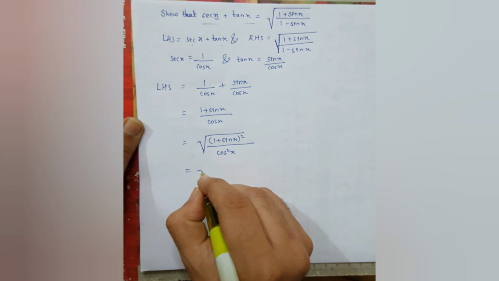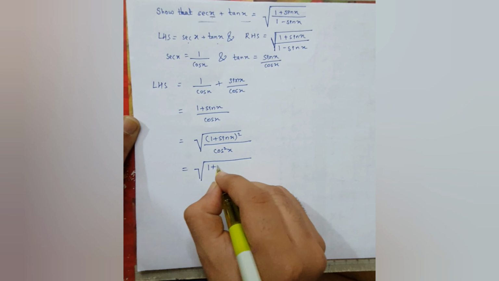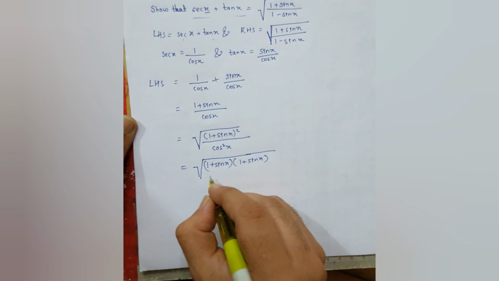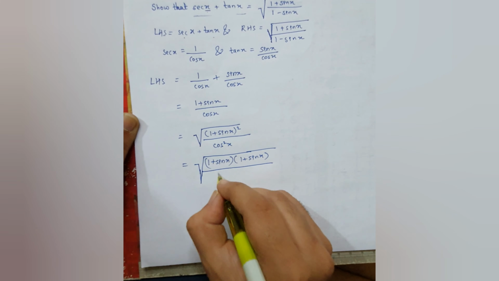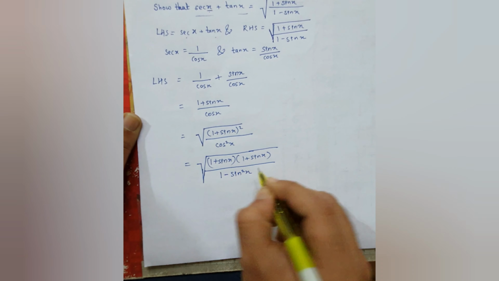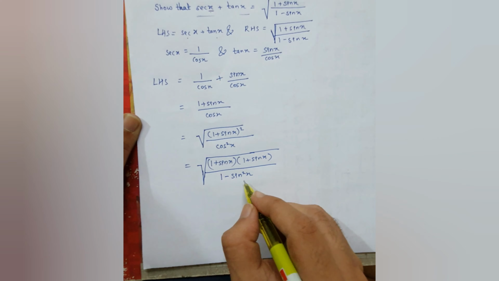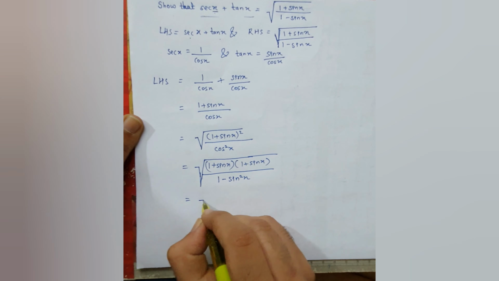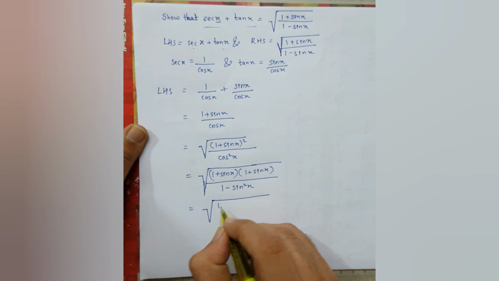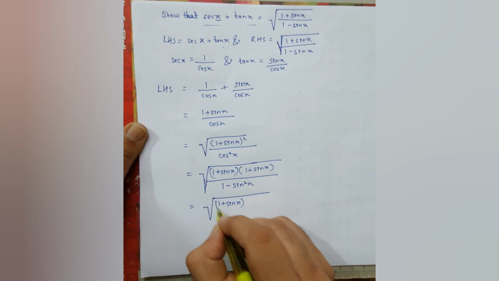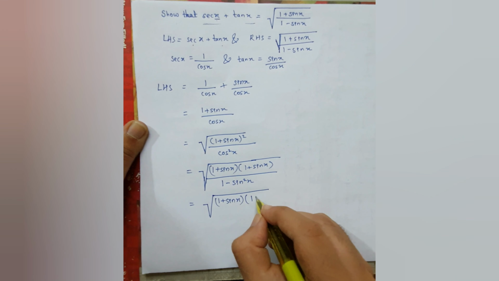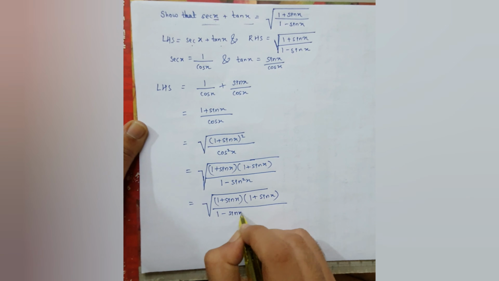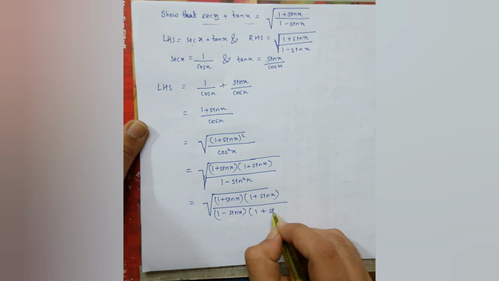So now further we are going to split this as (1 plus sin x) and (1 plus sin x), and in the denominator we can write 1 minus sine square x. As we know, the formula of cos square x is equal to 1 minus sine square x, trigonometric identity number 1. So now we are going to again split this denominator term. So we'll be getting (1 plus sine x) in another bracket (1 plus sine x), and completely divided by (1 minus sine x) into (1 plus sine x).